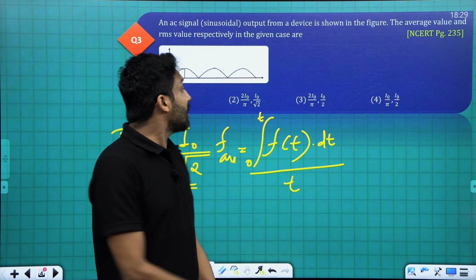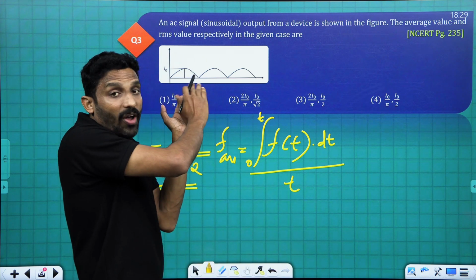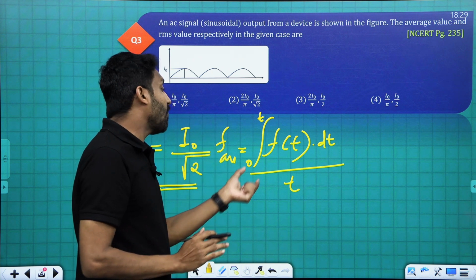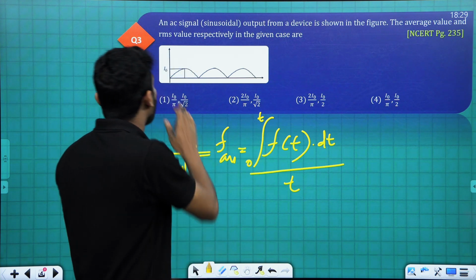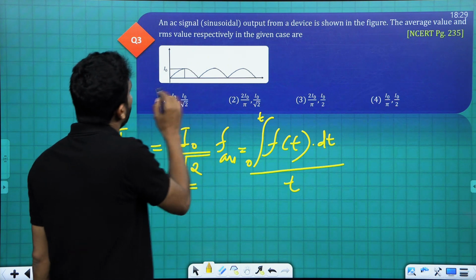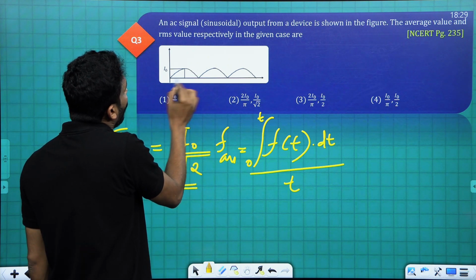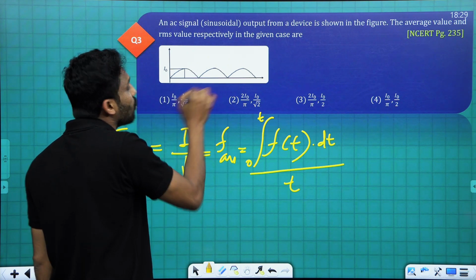Clear? In this way, for a half wave sinusoidal wave, when we take the average during this half wave, see, this is the time 0 and this is the time T by 2.